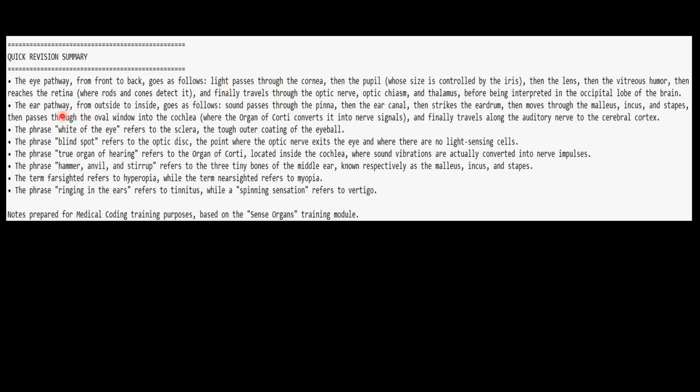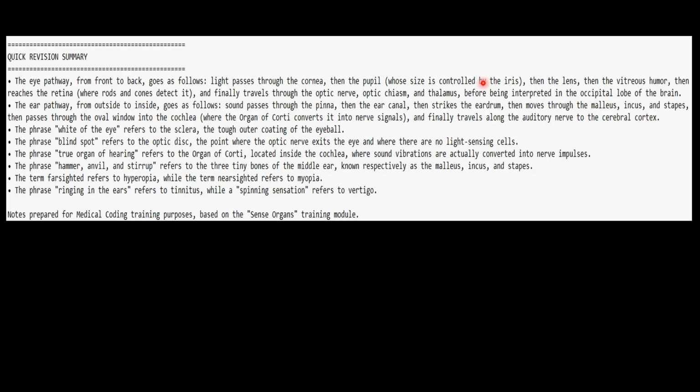Similarly, we talked about the ear pathway, where sound passes through the pinna, then the ear canal, then strikes the eardrum, then moves through the malleus, incus and stapes, then passes through the oval window into the cochlea, where the organ of Corti converts it into nerve signals, and finally travels along the auditory nerve to the cerebral cortex. Clear? So I think this part is clear.